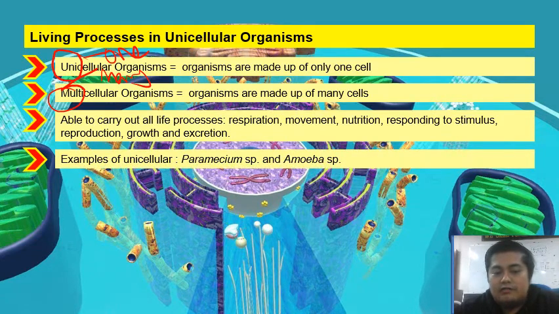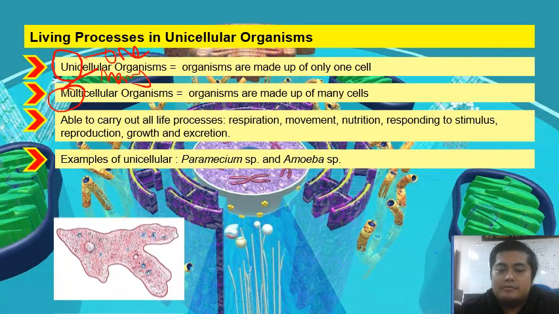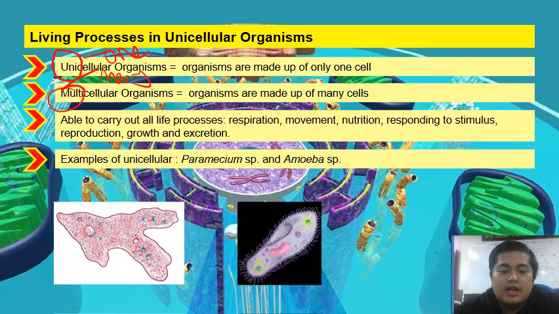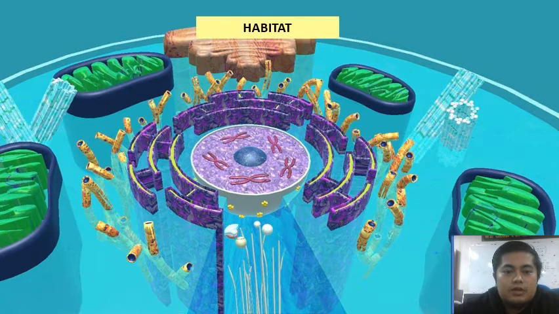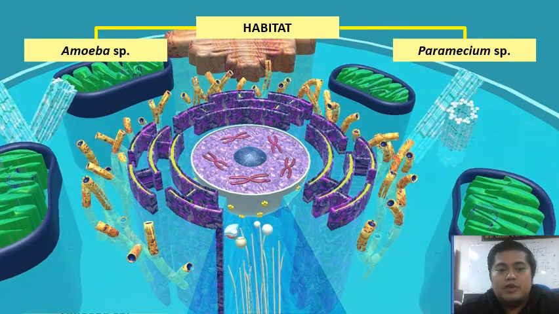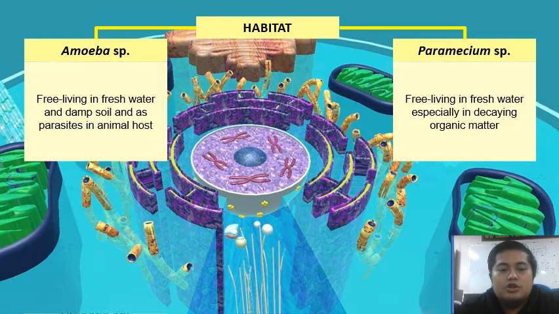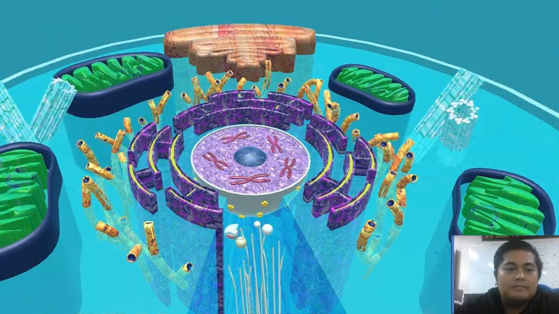So examples of unicellular organism that we commonly use in secondary school are paramecium and amoeba. So this is the amoeba and paramecium. So their habitat. Amoeba is free living in freshwater and damp soil or as a parasite in animal host, while the paramecium is free living in freshwater, especially in decaying organic matter.